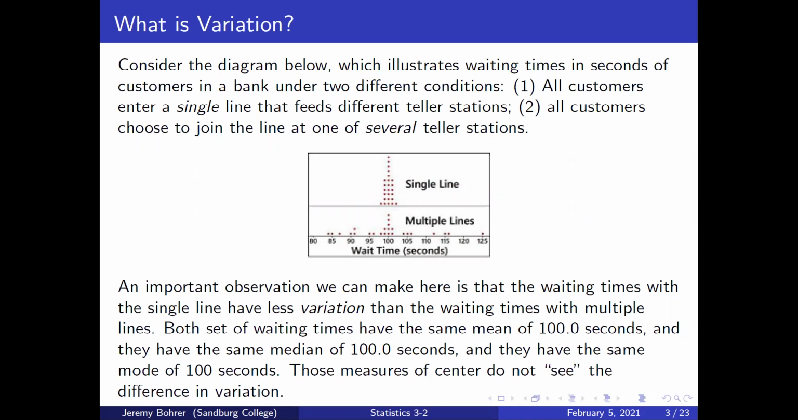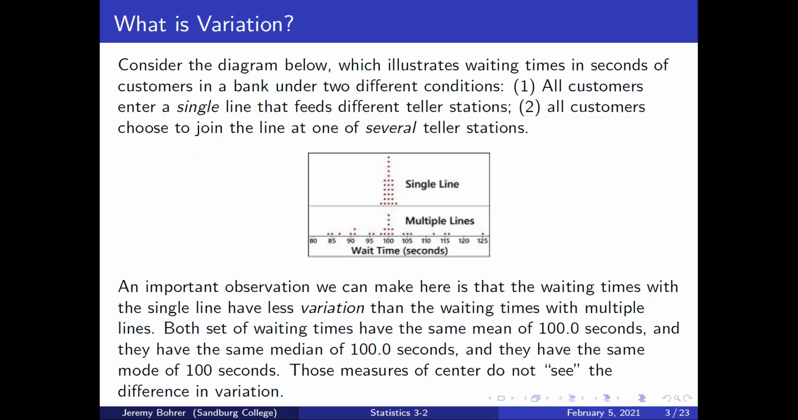Consider the diagram below, which illustrates waiting times in seconds of customers in a bank under two different conditions. First, all customers enter a single line that feeds different teller stations. And second, all customers choose to join the line at one of several teller stations. An important observation we can make here is that the waiting times with the single line have less variation than the waiting times with multiple lines.